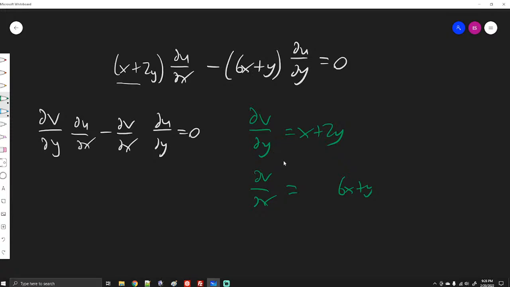So does a potential function exist? Well, we find out by finding the mixed partial derivatives of v. So differentiate both sides of the first equation with respect to x, and that gives me 1 because the coefficient of x is 1 here. And for the second equation, I'm going to differentiate both sides with respect to y. That gives me 1 as well, because the coefficient of y is 1. So a potential function does in fact exist.